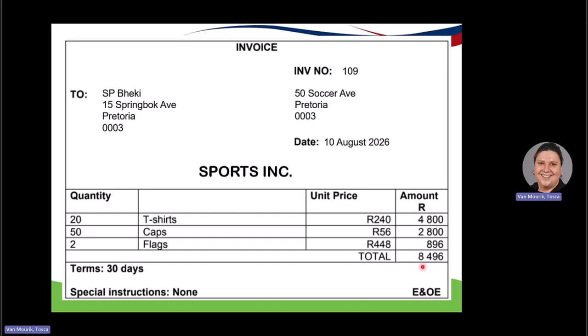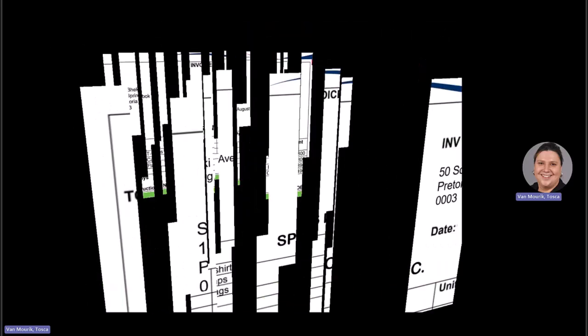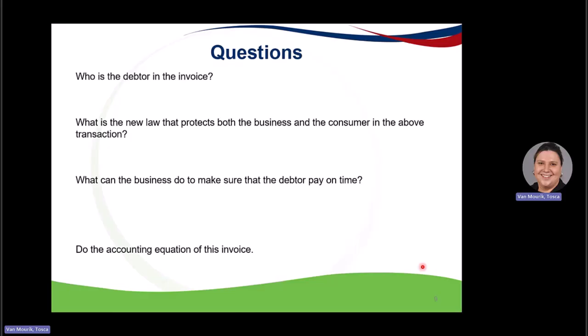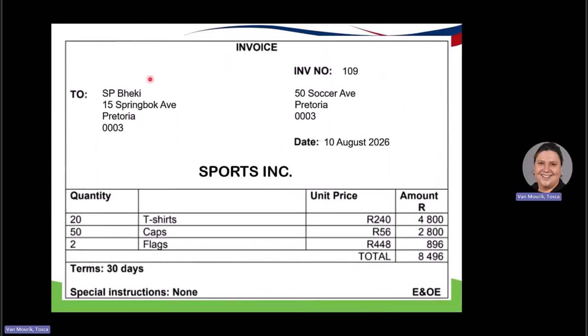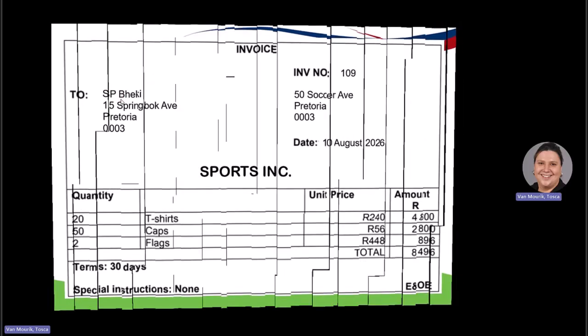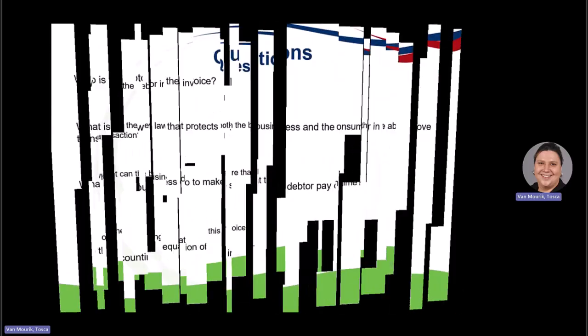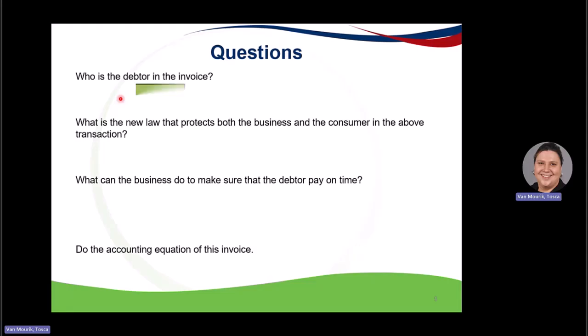8,496. If we look at possible questions that may arise from this, the first is: who is this debtor? If we go back, we can see the debtor is SP Becky. So that will be our first answer.